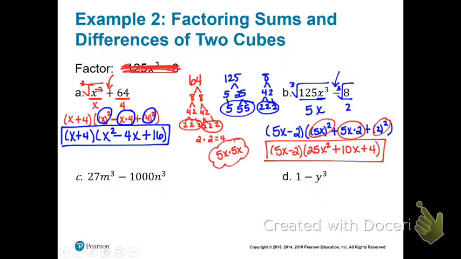On C, we're going to do the same thing. So on C, we have 27m cubed minus 1000n cubed. So, does it have a greatest common factor? You don't think so. Count the number of terms. There's 2. Sum or difference? Difference. Squares or cubes? The exponent here is divisible by 3, so probably cubes. Now, we're going to go find the cube root of 27. That's 3. The cube root of m cubed is m. The cube root of 1000 is 10. And the cube root of n cubed is n. So there's my A and my B.